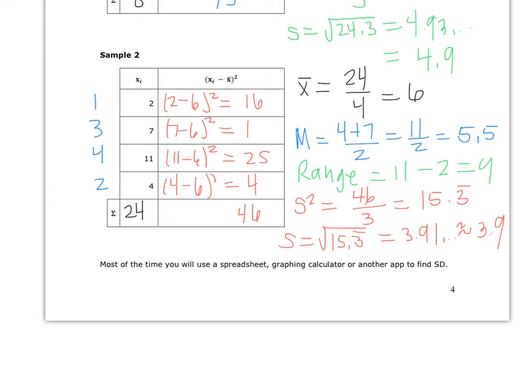Okay, so like I said, most of the time we can use a spreadsheet, a graphing calculator, or another app to find standard deviation. I have a link on Foxtail to an online tool that will calculate standard deviation for you. So if in an assignment you're just given data and you need to find standard deviation, feel free to use that.